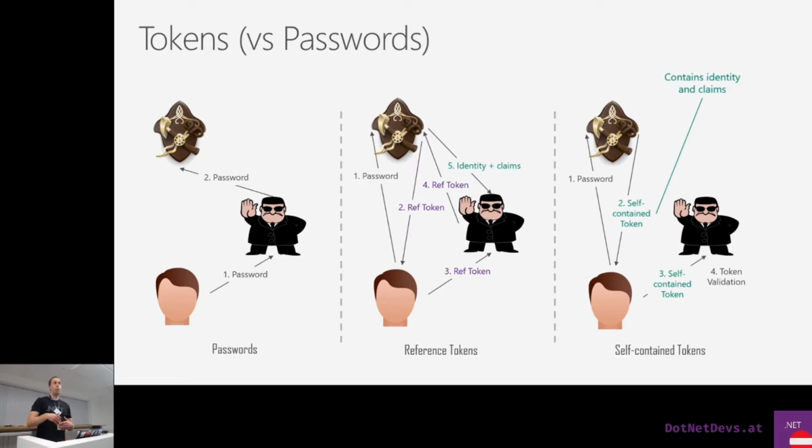Like every time I make an API call, it would just check the token that I send with the API call. If it's valid, it's okay. And it wouldn't need to do a lot of network calls.